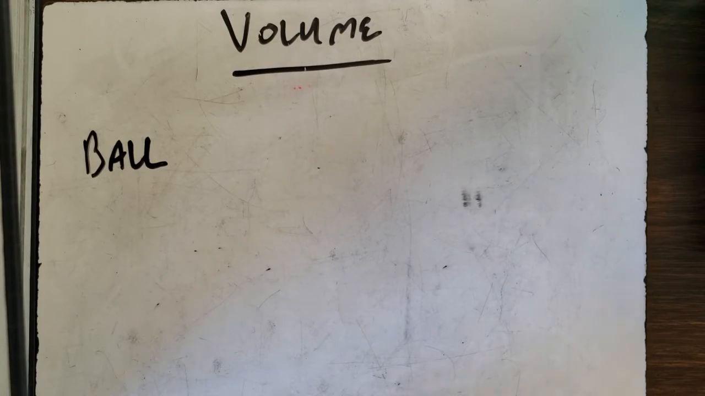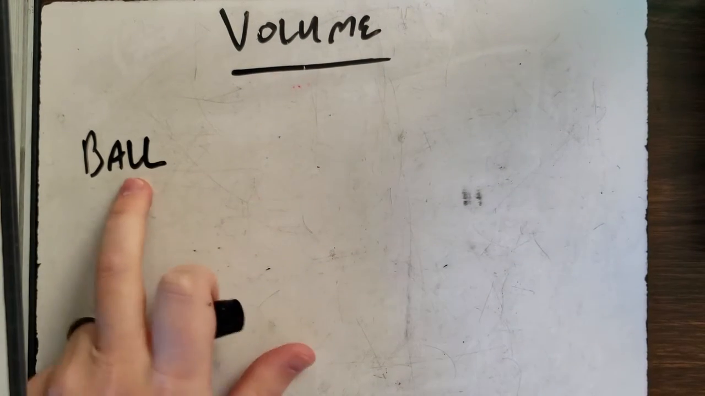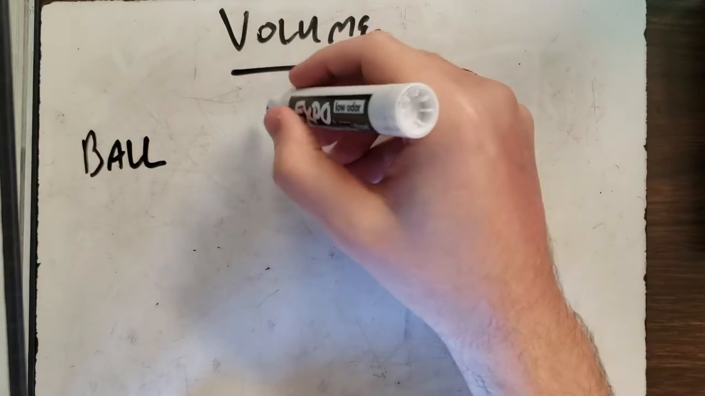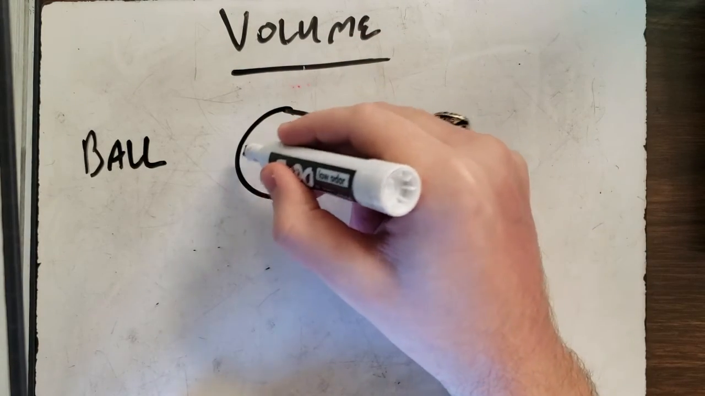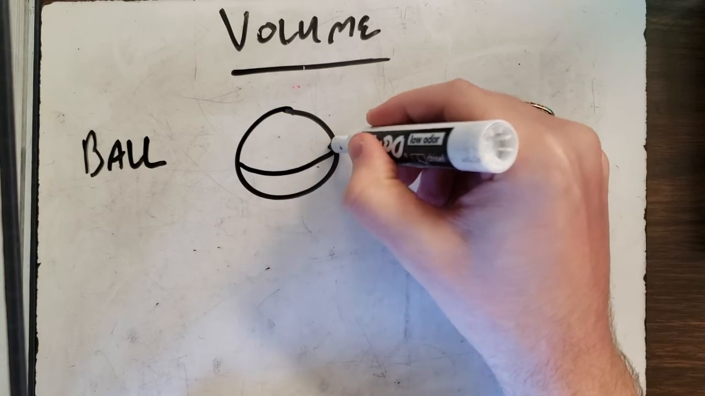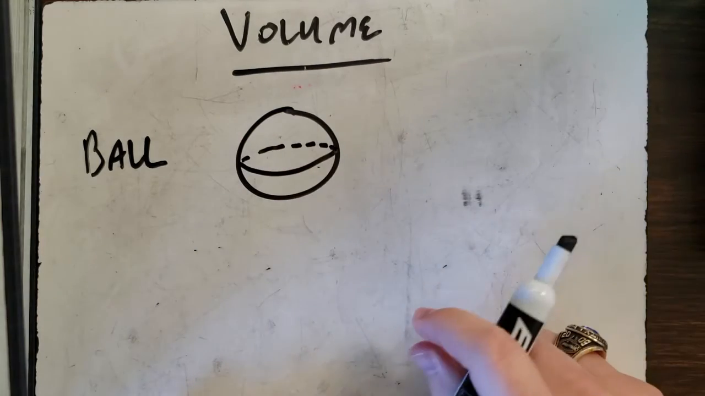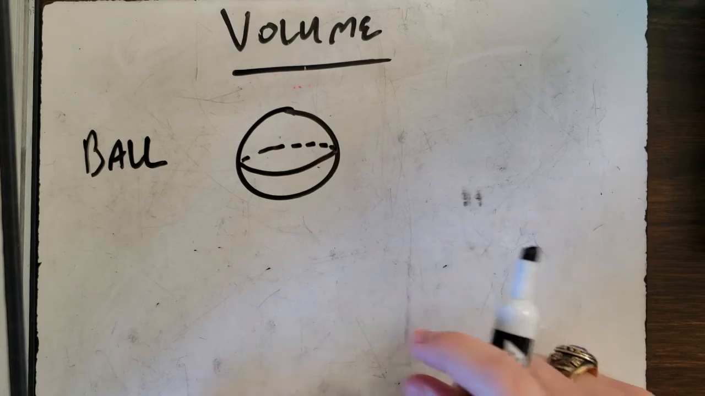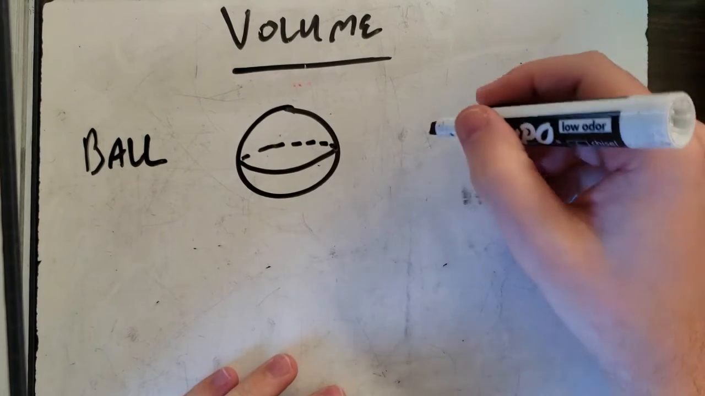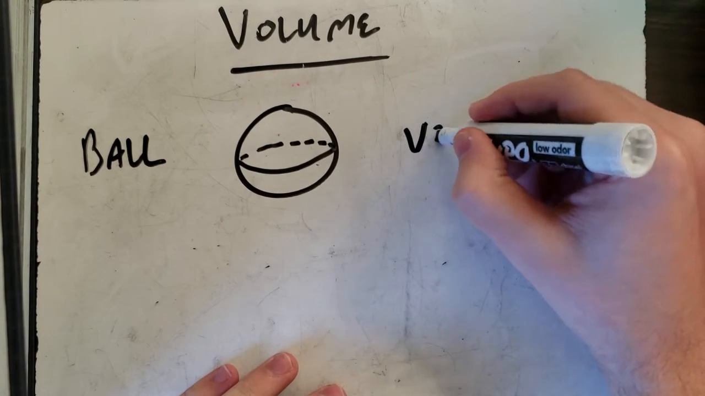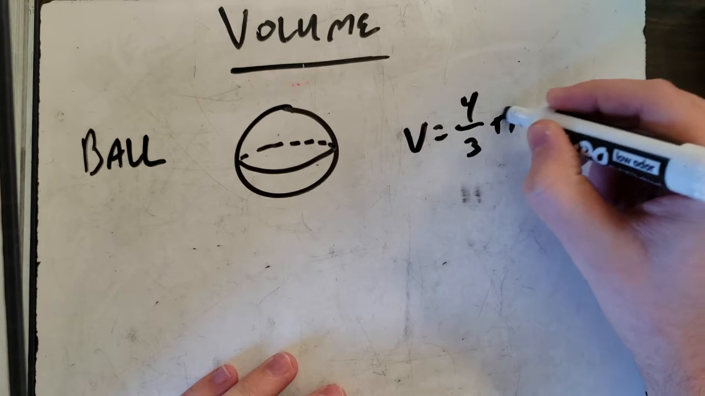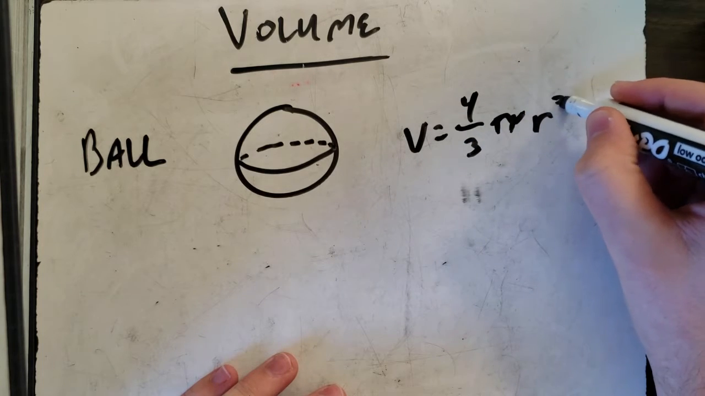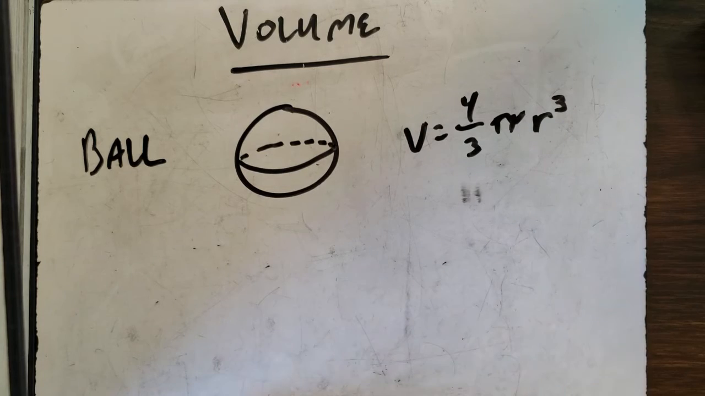All right, this lesson is on volume still, and now we're going to do our ball, or a sphere. So our sphere, remember like that. So in our formula for our sphere, volume equals 4/3 pi r cubed, so to the third power.